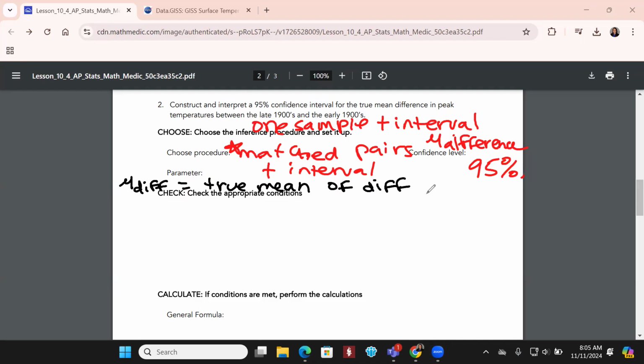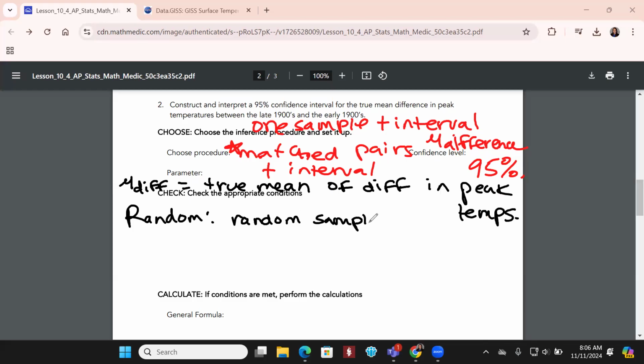Is the true mean difference in peak temperatures...? I always think it's stupid to check the conditions, but that's just because we've been doing it for the past like 5 chapters. No, you have to check them. Okay. Random sample of 32 stations. Okay. We can generalize to all of the stations then.